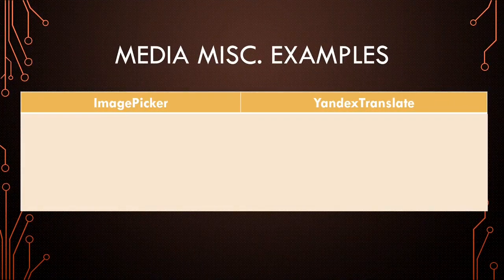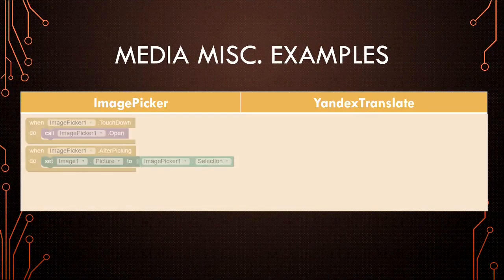So here are our examples for the miscellaneous media examples. For the image picker, if I had an image picker on my screen, you notice it doesn't have a click event. It has a touch down and a touch up event because it's not a button. Buttons are the only ones that have the click events. But I can use the touch down event to have it act just like a button. When the image picker is pressed, then I call the image picker open. It will open up the image picker on the device so I can pick whatever image I want.